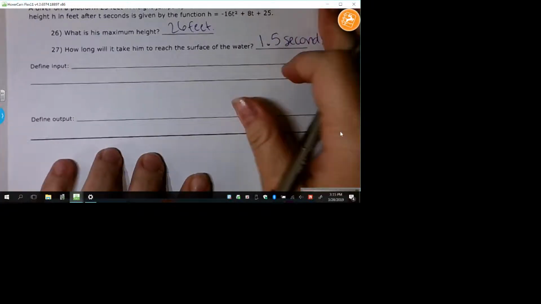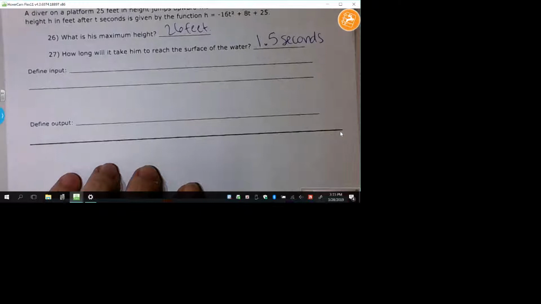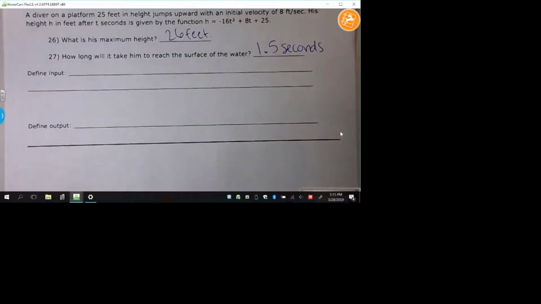Almost done. Define input. What is input? What is output? Input, guys, is just your x. It's all your x's. It's kind of like your domain.